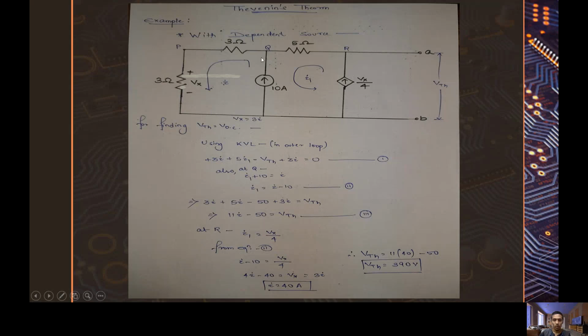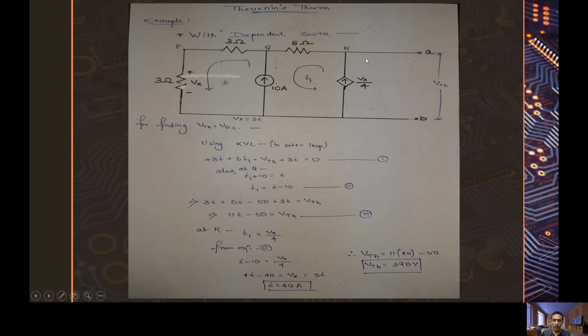At Q, using Kirchhoff's law at Q, I1 plus 10 equals I, which gives I1 as I minus 10, which is our equation 2. That implies when we put equation 2 in equation 1, we get 3I plus 5I minus 50 plus 3I equals V Thevenin, which gives V Thevenin equals 11I minus 50.